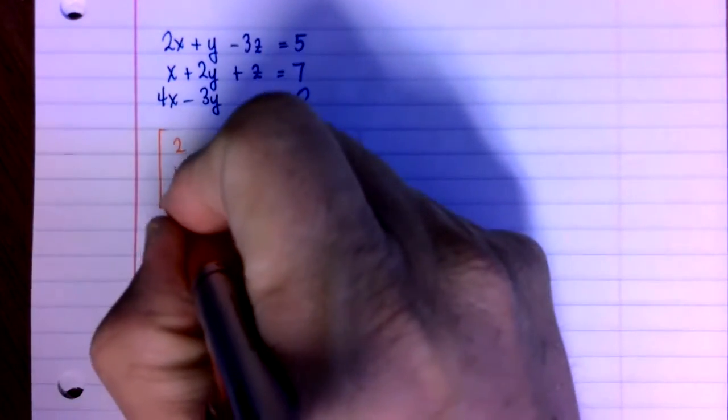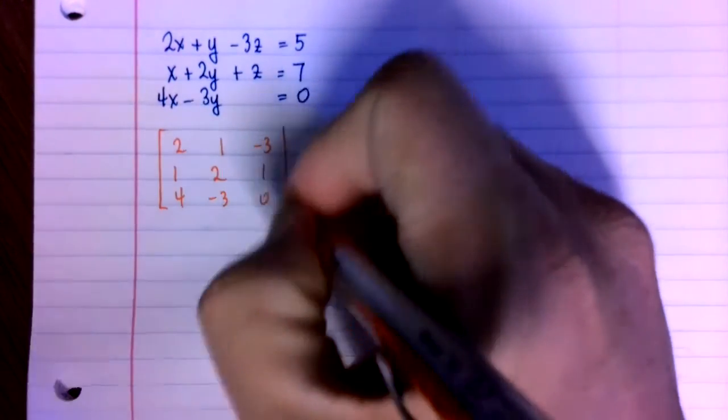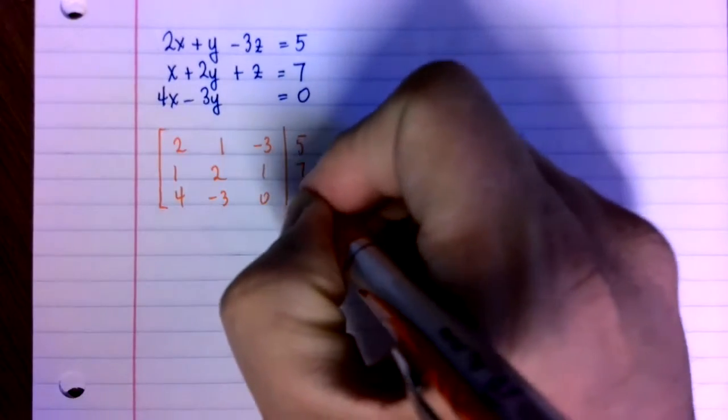The way that I will do it here is by using an augmented matrix. So 2, 1, negative 3, 1, 2, 1, 4, negative 3, 0, and augment that with the solutions 5, 7, 0.